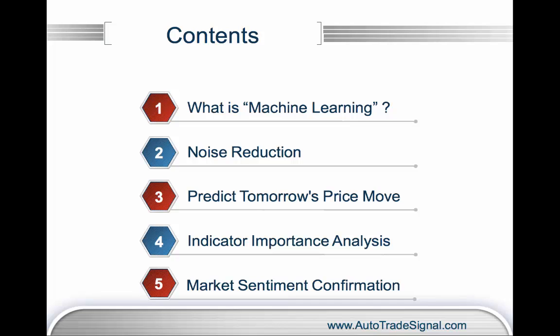The first one that we'll talk about is noise reduction, and then we'll talk about predicting tomorrow's price. Finally, one of the more informative and exciting things that we'll talk about is looking at indicator importance. In other words, not every indicator is equally as powerful in predicting the price changes and price movements of individual stocks and commodities. That's what we're going to take a look at, and I think we'll have some pretty informative and eye-opening information whenever we get there. And lastly, we'll talk about a market news sentiment confirmation tool that we have developed as well.